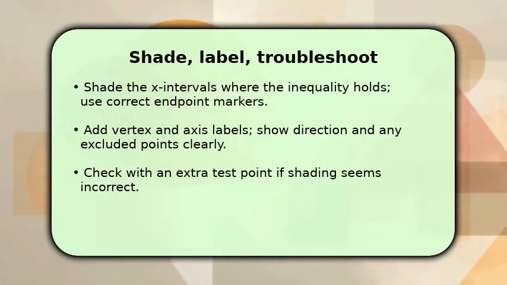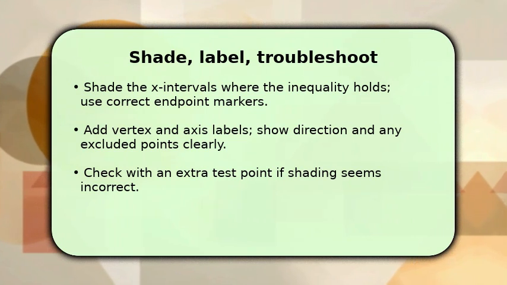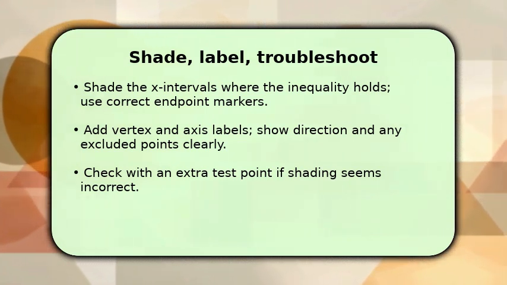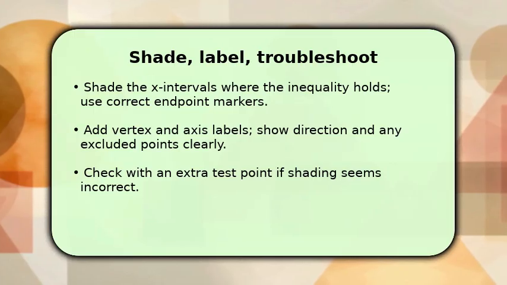Finally, shade the parts of the x-axis corresponding to intervals that satisfy the inequality, and draw solid or open dots at the roots as appropriate. Label the vertex and axes so your graph communicates direction and scale, and if the domain matters, note it.